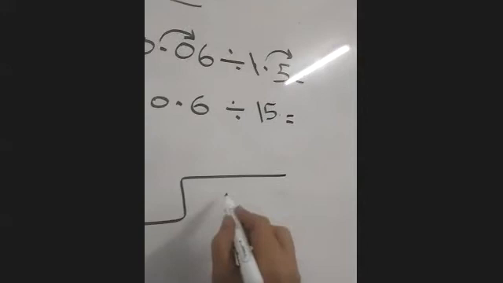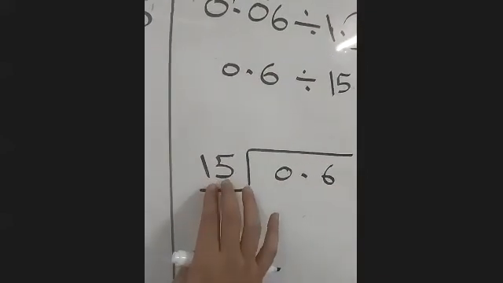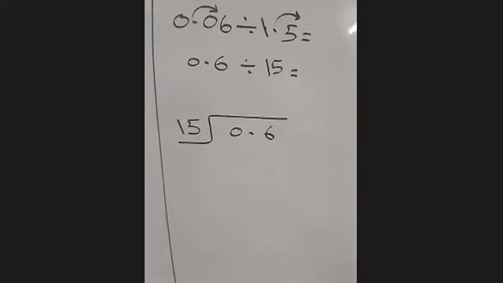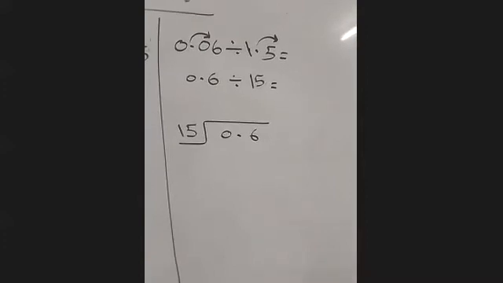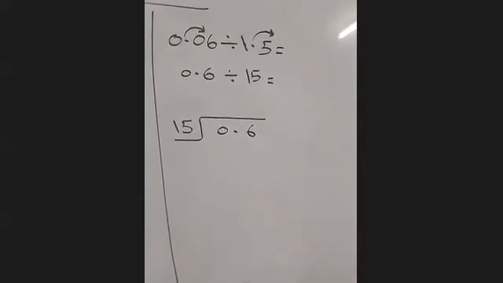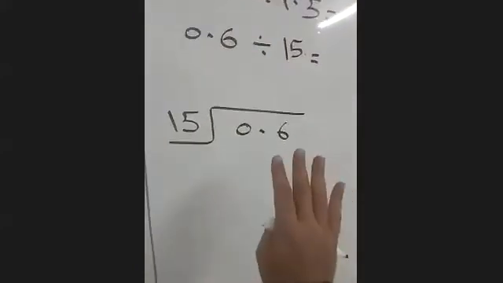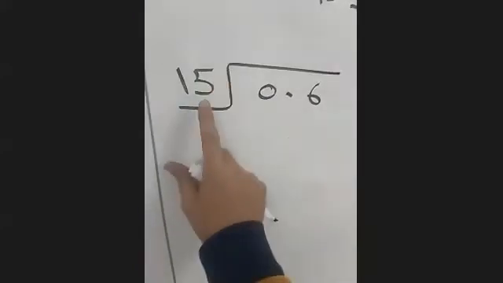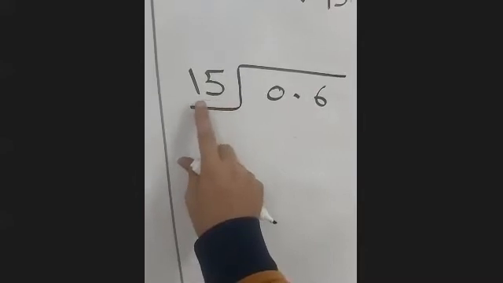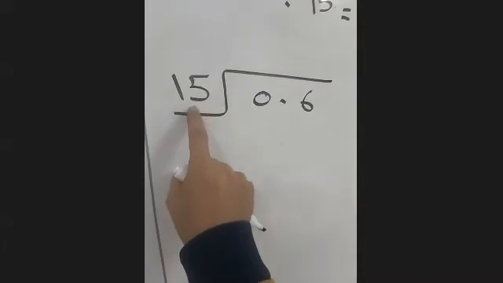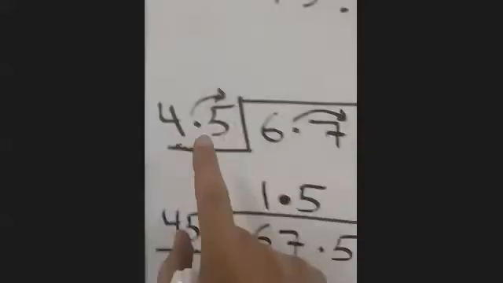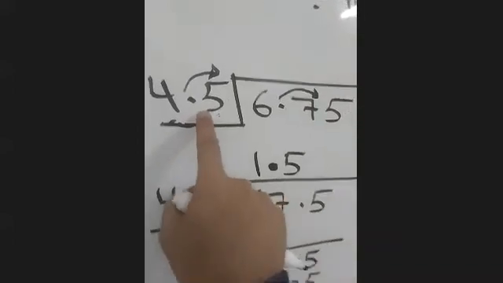0.6 and here we have 15. Now, 0.6 is a decimal and 15 is a whole number. Can we divide or can we not divide? We cannot divide. Why? Because the 0 is less than the 15. We take the 6, but now can we divide? Does the divisor have a decimal? No. If the divisor has no decimal, we can divide. But here the dividend has a decimal, so we get rid of it.